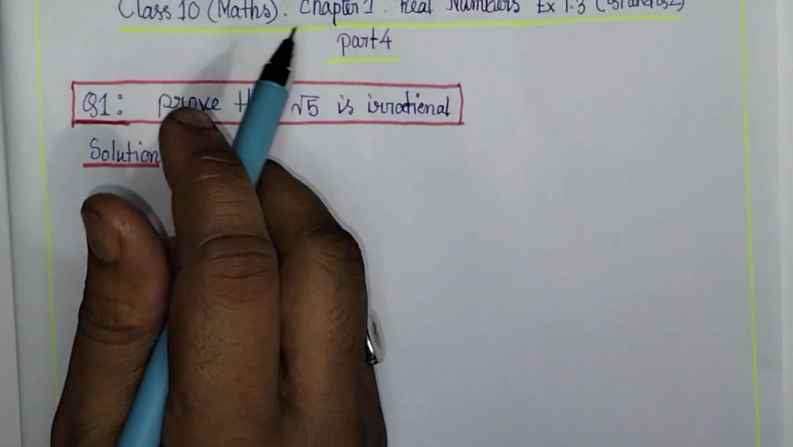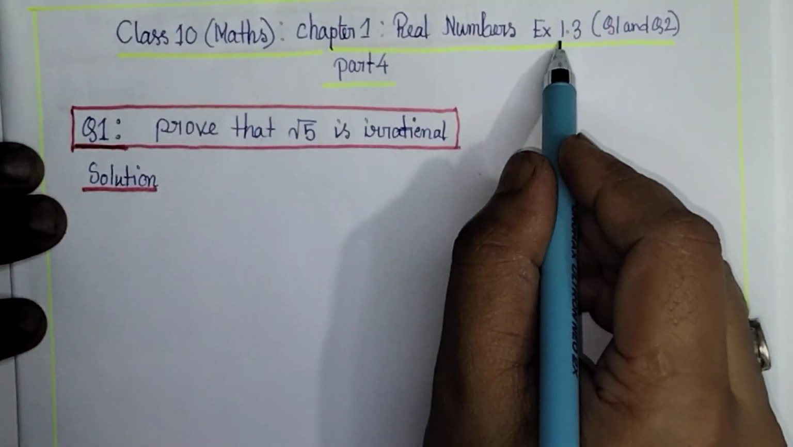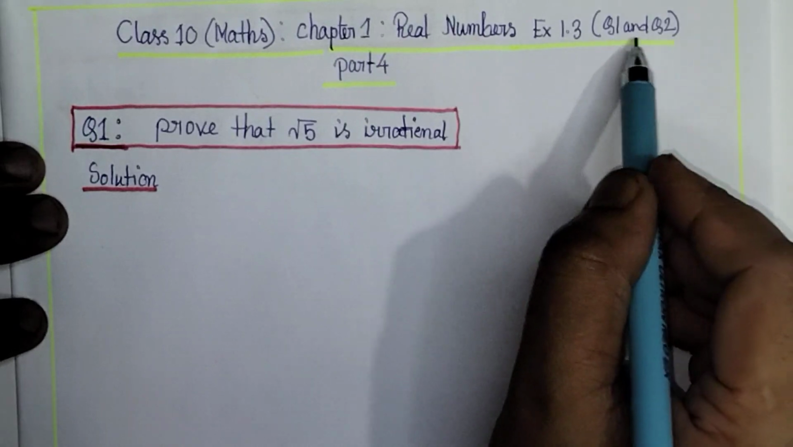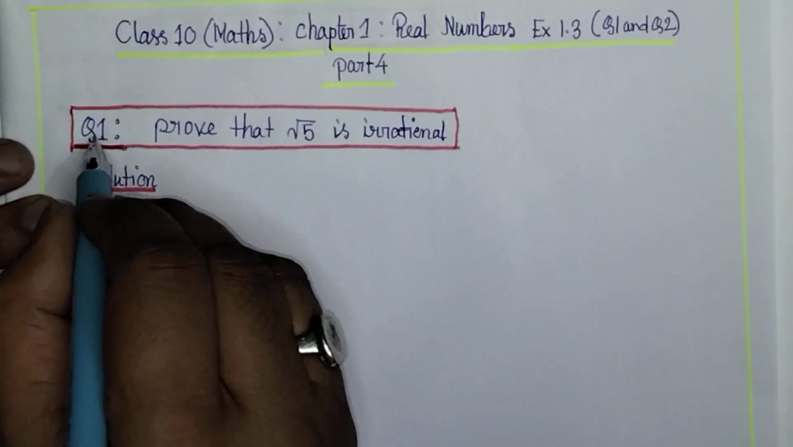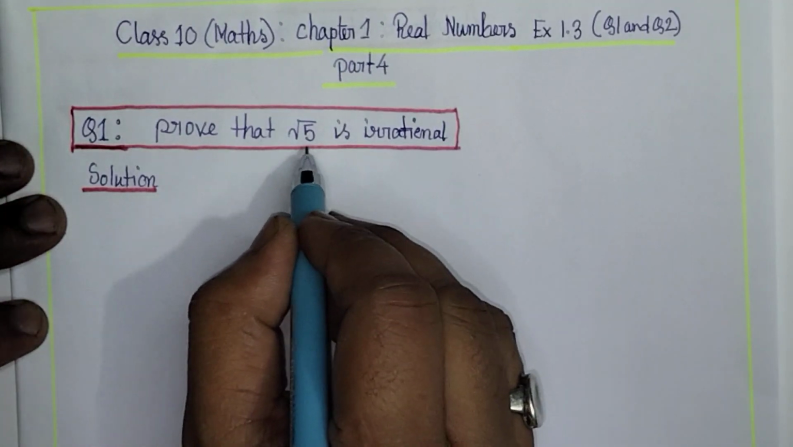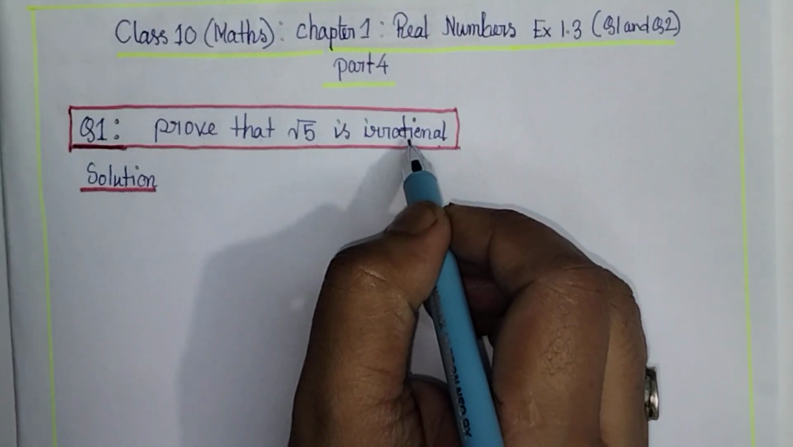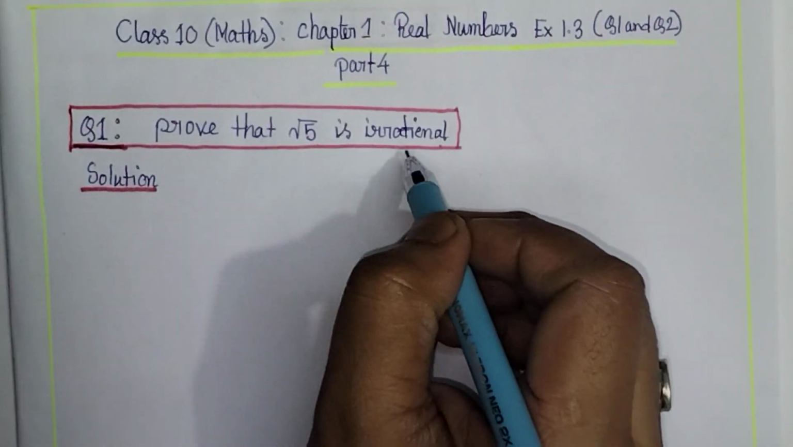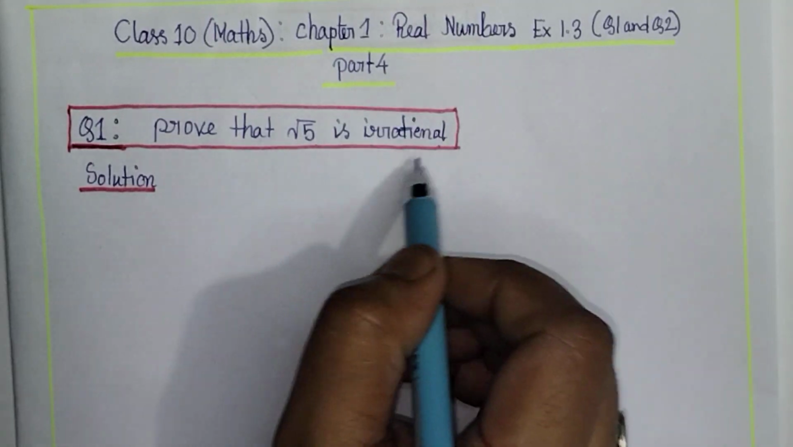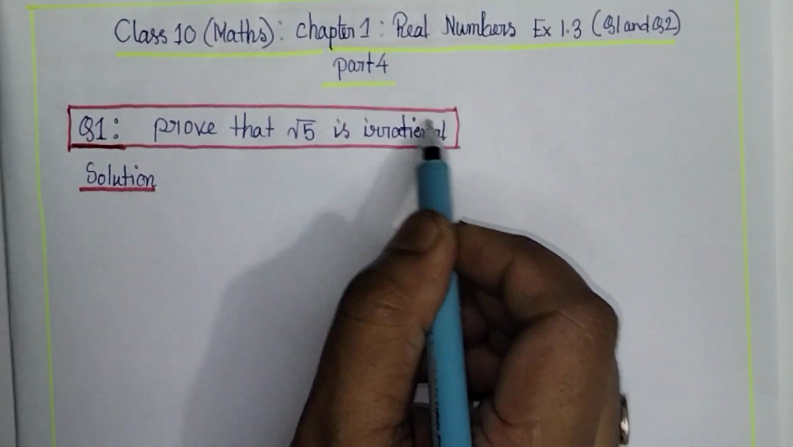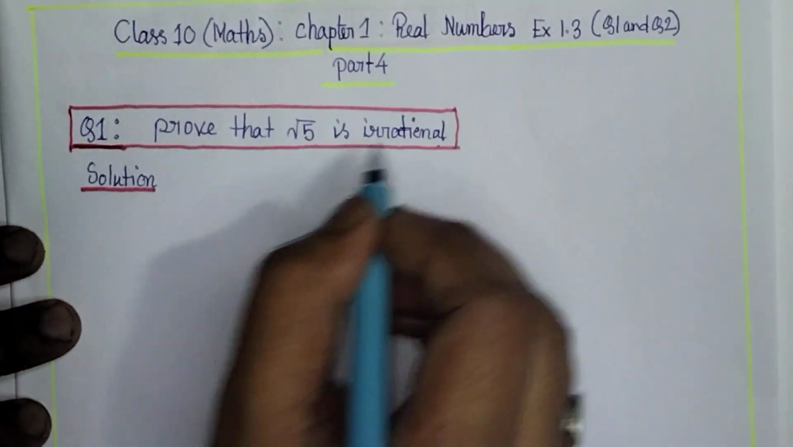Today I will discuss Class 10 Maths Chapter 1 Real Numbers Exercise 1.2 Question number 1 and question number 2, Part 4. So first question, prove that root 5 is irrational. The collection of rational and irrational numbers are called real numbers. A rational number is opposite to an irrational number. So we consider root 5 is rational.